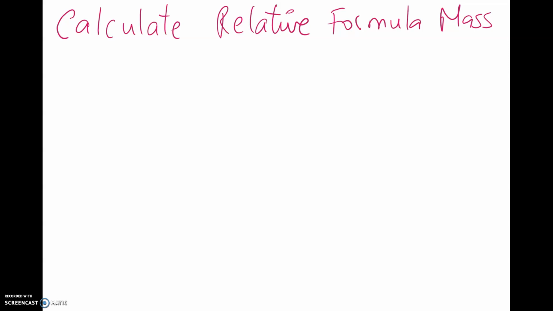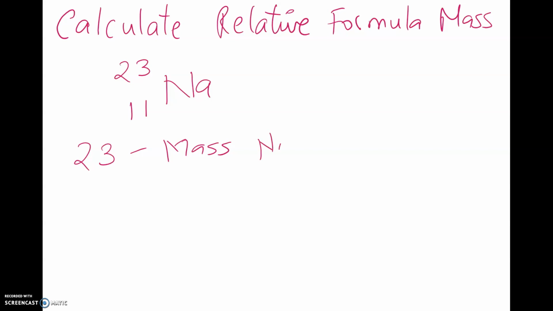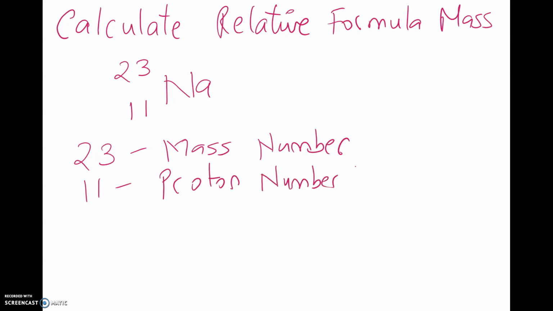When you see the element in a periodic table, you normally see it has two numbers on there, 23 and 11. If you look at 23, that is called the mass number, and 11 is called the proton number or atomic number.